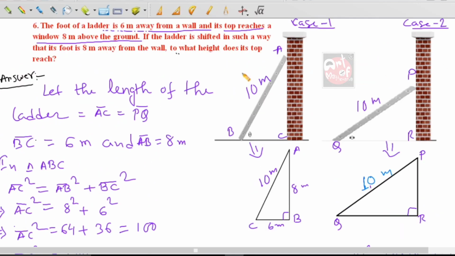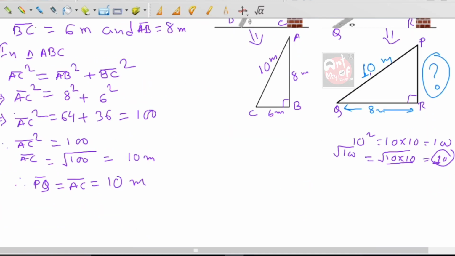Let us check. If the ladder is shifted in such a way, shifted means it comes down, its foot is 8 meter away from the wall. 8 meter away from the wall. That means this is the foot 8 meter away. That means this is 8 meter. Okay. So this length PQ I have to find. So again it is a Pythagoras theorem we can apply. Here I can write by Pythagoras theorem.